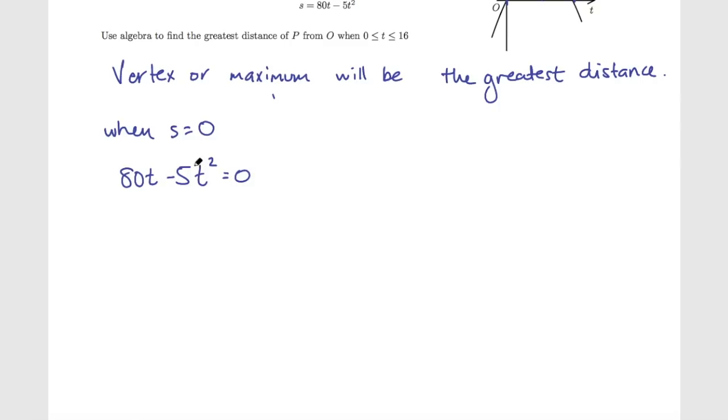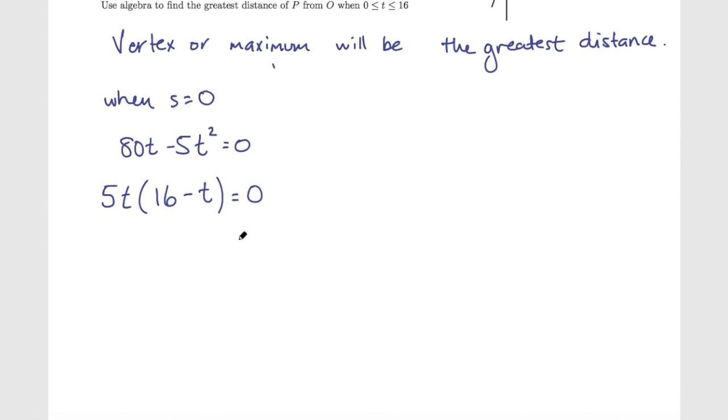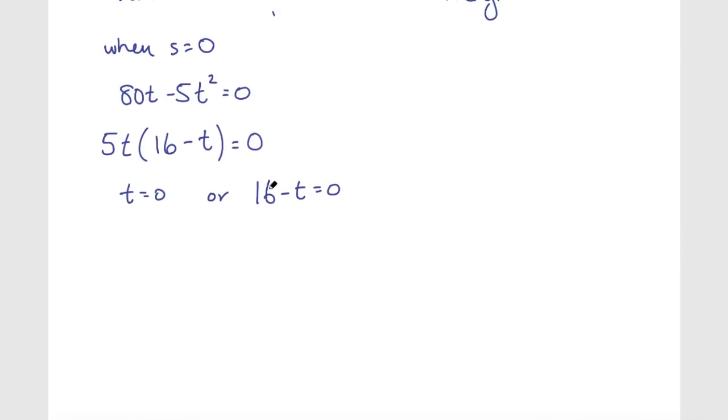And then we can factorize this side. So if we take 5t out of both terms, 80 divided by 5, that's 16. And then we're left with just t here in this term. So 5t times 16 minus t equals 0. And then therefore t can equal 0, or 16 minus t equals 0. And then if 16 minus t equals 0, well, minus t will equal minus 16, so t will equal 16.